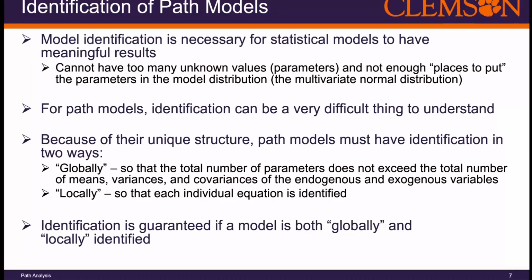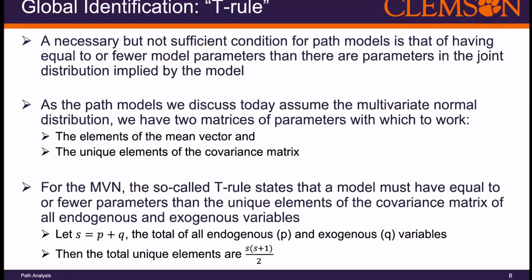And so if you get both of the global identification, the count, and your local identification, sort of the way each pair or set of equations may be, if you get both of these, you have overall identification and you can get good parameter estimates in your model. So global identification, the count, sometimes gets called the t-rule. We call it a necessary but not sufficient condition for path models to be estimable. You have to have the count.